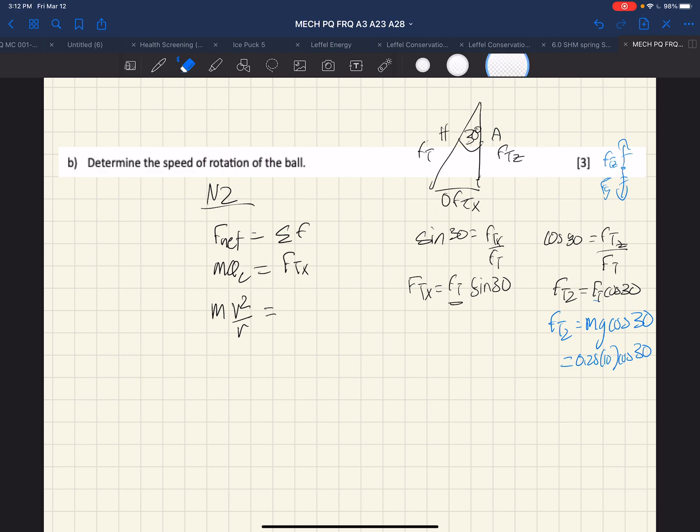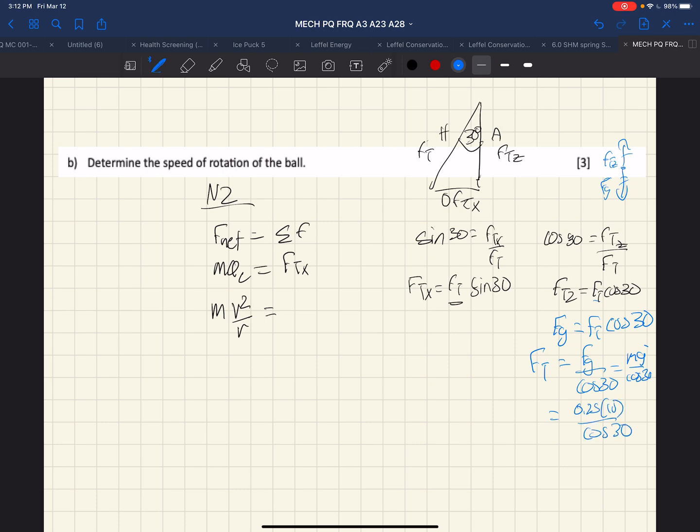I made a mistake here. I knew what it was. It was going too quickly. FTZ is equal to FG. So we have FG equals FT cosine theta, and that is mg. And so if we're solving for FT, the overall tension, we need to know it's FG over cosine 30, which is mg over cosine 30, the mass being 0.25 times 10 divided by cosine 30. And that gives us an FT equal to 2.867 newtons.